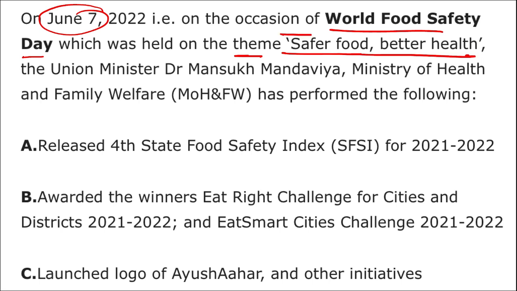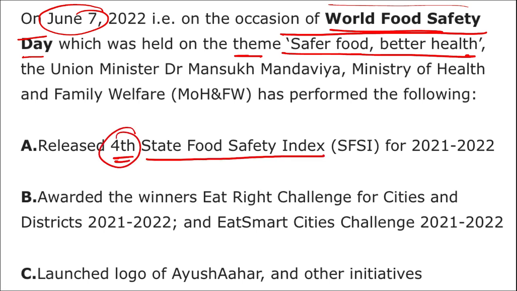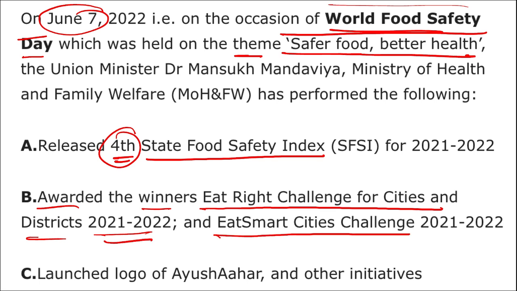I repeat, the theme was Safer Food, Better Health for the World Food Safety Day that is observed on 7th of June. On this day, this report was released, that is the fourth edition of the State Food Safety Index. This also awarded the winners of the Eat Right Challenge for cities and districts for 21-22, and the Eat Smart Cities Challenge for 21-22 were also released.